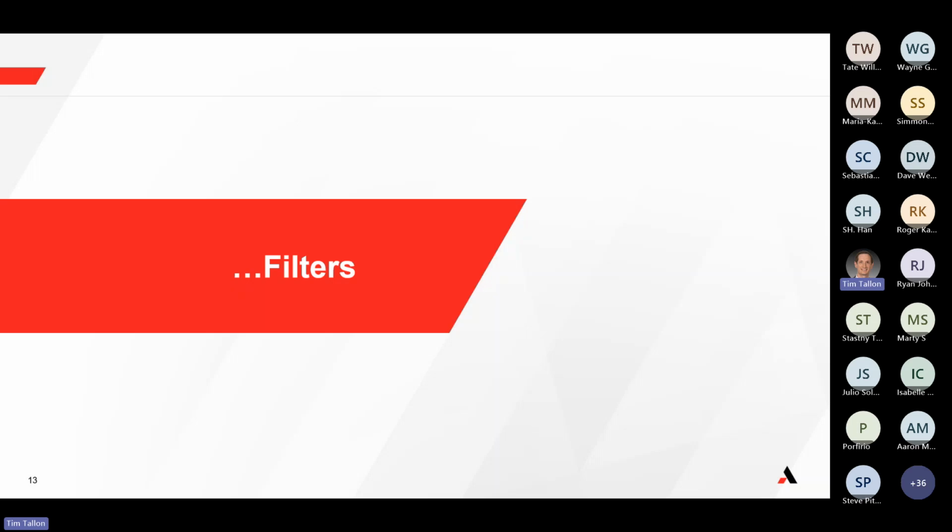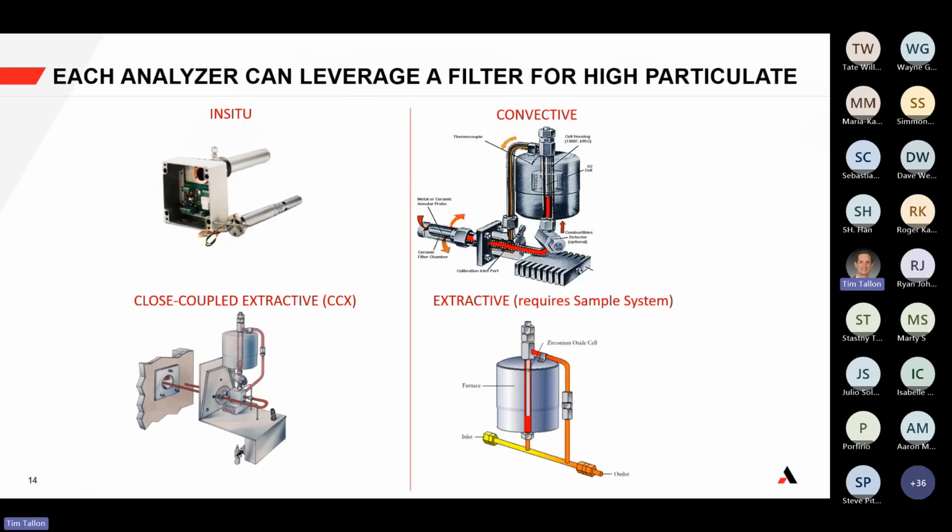Filters are really the first thing we think about if there's a hunch that there could be some type of particulate in the atmosphere. When I talk about a filter, a filter can be used on any one of these types of analyzers.